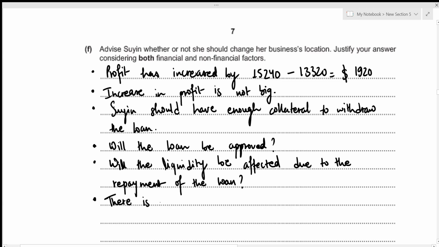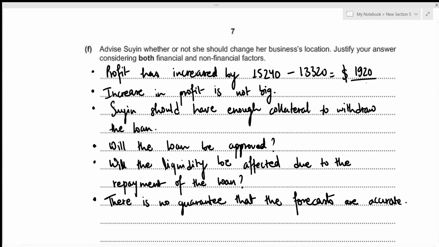There is no guarantee that the forecasts are accurate. And if the forecasts are not accurate, then this increased profit of 1,920 is also not accurate. So maybe the increase in profit can be less than that. Maybe there will not be an increase in profit, right? There can be a decrease in profit as well, because those amounts are just forecasts. That's not the actual amount.